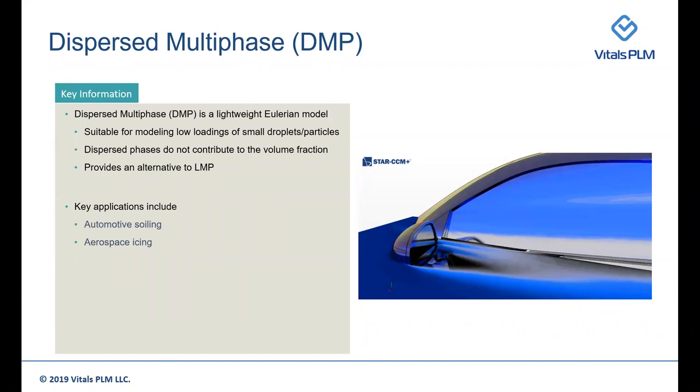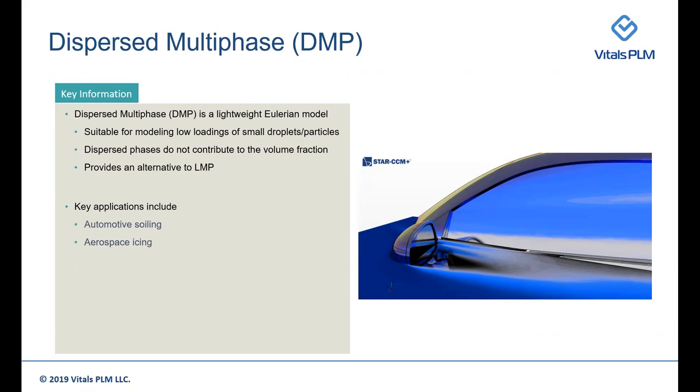After we discussed the DM method, the next multiphase model is the dispersed multiphase, shortly called DMP. DMP can be seen as a lightweight version of the earlier multiphase model, which is mostly suitable for modeling low loading of small droplet particles. It is an alternative to LMP.